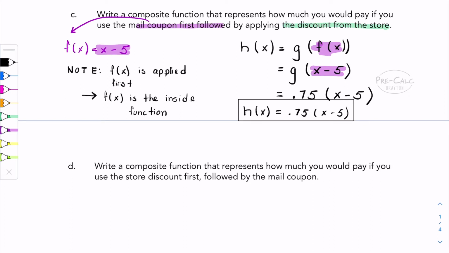Okay, part D says to write a composite function that represents how much you would pay if you use the store discount first, followed by the mail coupon. So we are going to be using our g of x function first. G of x is 0.75 times x. I'm going to write the same note as before: if we're applying this one first, then g of x is our inside function.